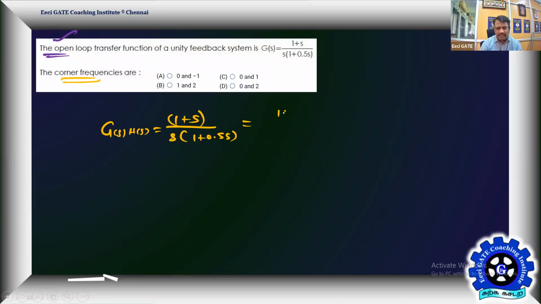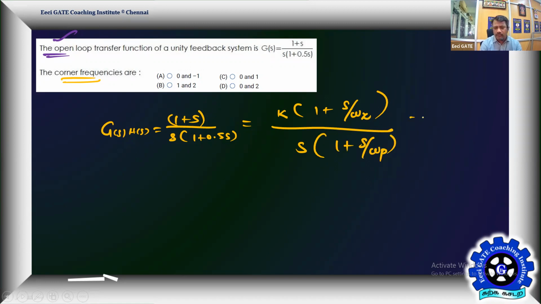So you need to have the K. Then if you have a 0, you should write it as 1 plus S by omega, the corner frequency due to the 0. And if 1 0 is there, it should be that. Then this S we count, for the corner frequency, it's 0. Then for the next term, we should write it as S into 1 plus S by omega pole. That's how it should go on if you have more zeros and poles. Now in this case, we have 2 poles and 1 0. So this is how the standard format should be. Make it standard form, then automatically you will get the corner frequencies.